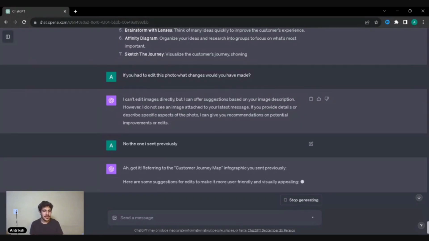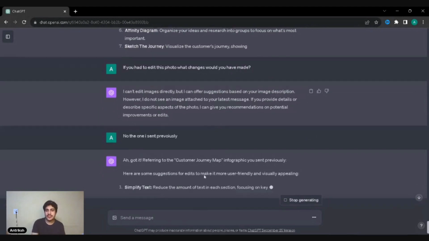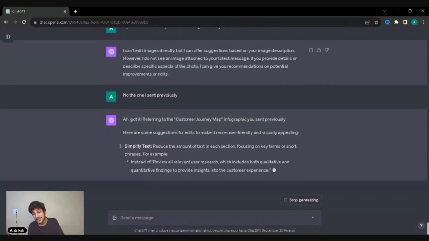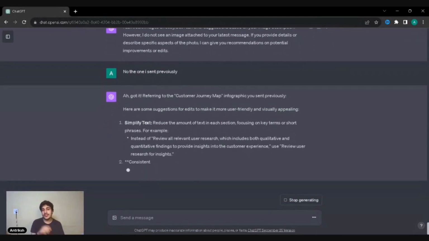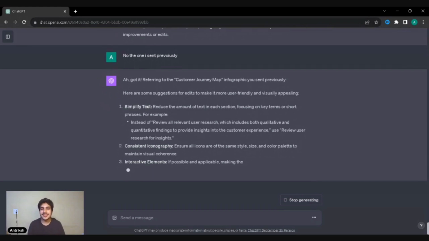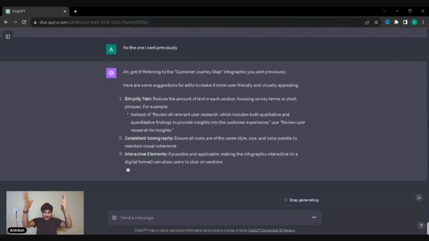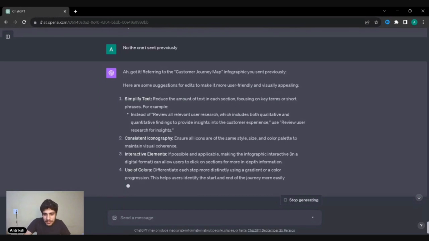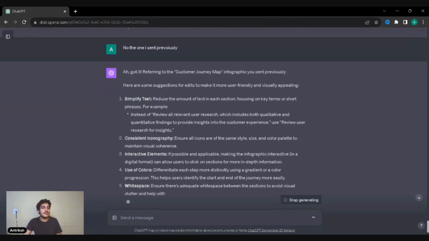I'd make it more user-friendly and visually appealing. Simplifying text, reducing the amount of text in each section, focusing on key terms and short phrases. Instead of review all relevant user research, which includes both qualitative and quantitative, use review user research for insights. Consistent iconography. Ensure all icons are of the same style, size, and color palette to maintain visual coherence. Interactive elements, if possible and applicable, make the infographic interactive in a digital format, so users can click on sections for more in-depth information.